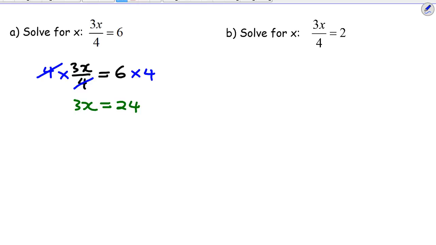x is multiplied by 3. The opposite of multiplying by 3 is divide by 3. So we'll end up with x is equal to 6. Actually 8, not 6. So x is equal to 8.